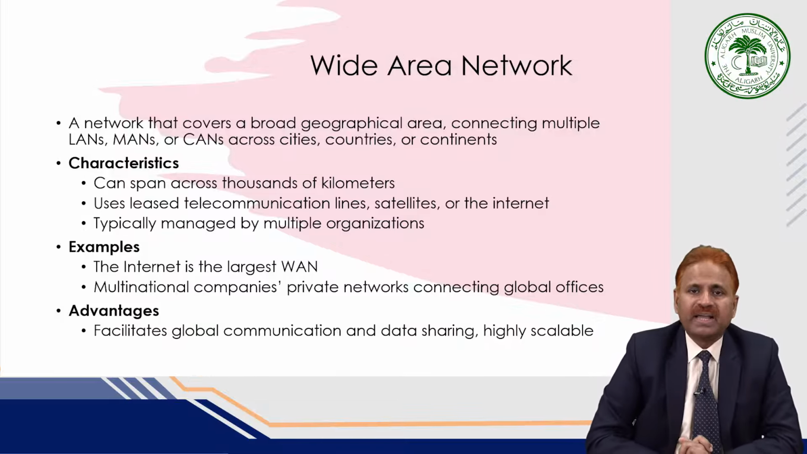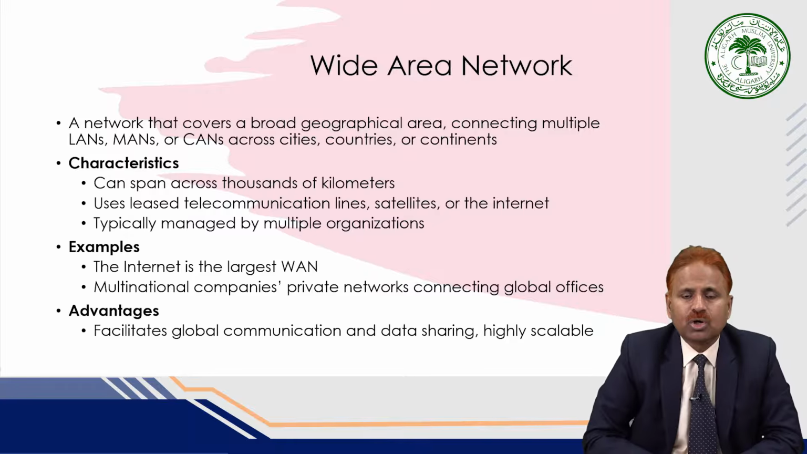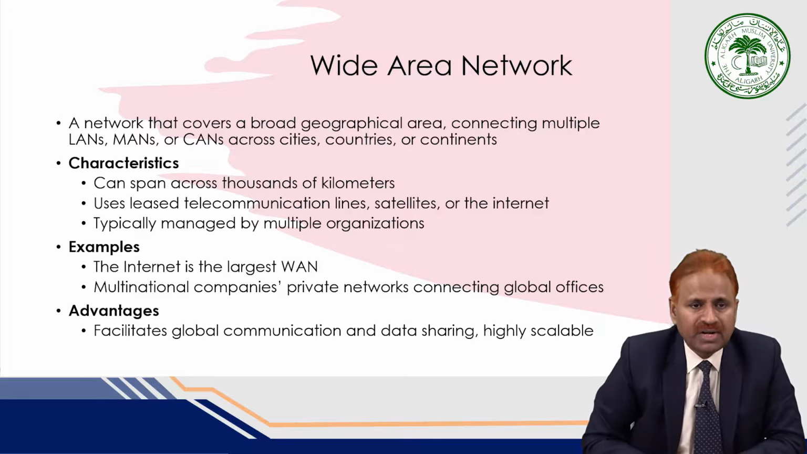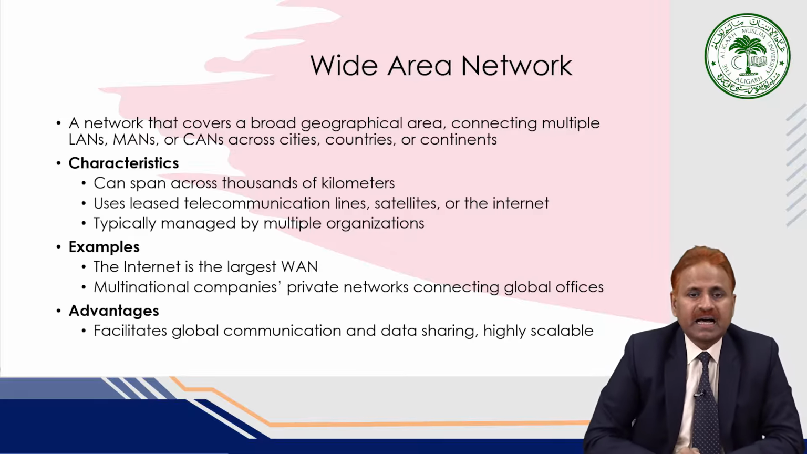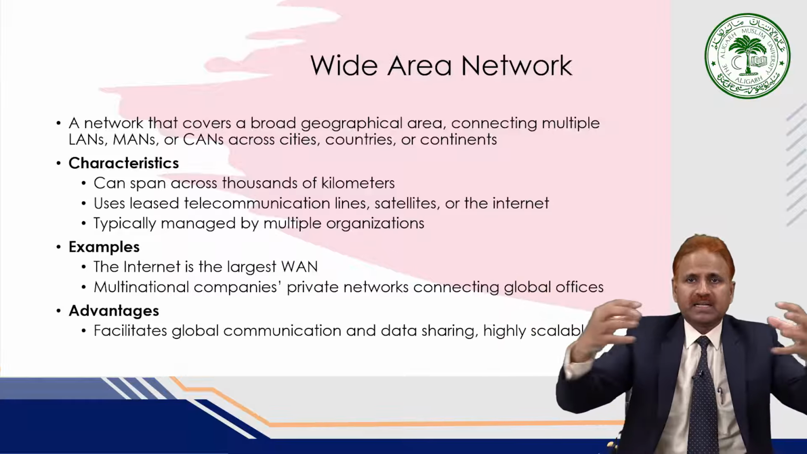And then comes wide area network. So a network that covers a broad geographical area connecting multiple LANs, MANs and campus area networks across cities, countries and continents. What is the characteristic? It can span across thousands of kilometers, uses leased telecommunication lines, satellite or internet, and is typically managed by multiple organizations. The internet is the largest WAN basically. And the internet is one example of a wide area network where several computer networks are connected with each other.